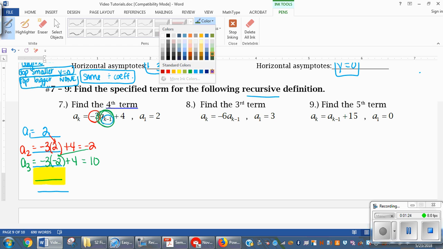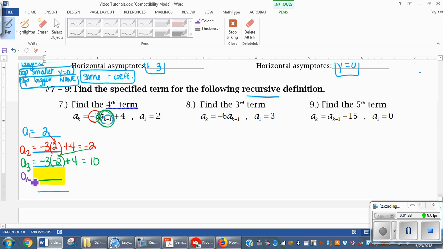All right, and then we're going to say the fourth term, which is the one we're looking for, negative 3 times the previous term, which is 10, plus 4. So negative 30 plus 4, negative 26. And that's the one that they want. They want the negative 26. So you don't even have to bother finding the fifth. I was just showing you how you guys have seen it previously.